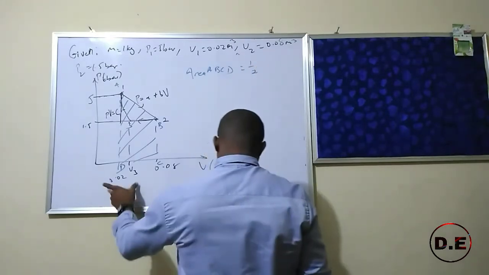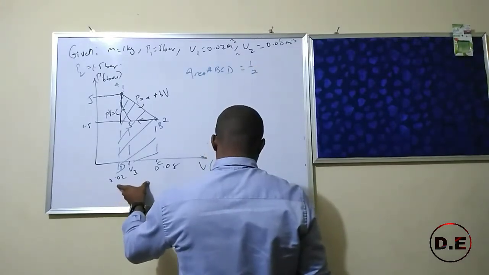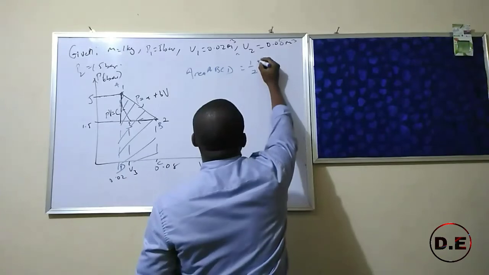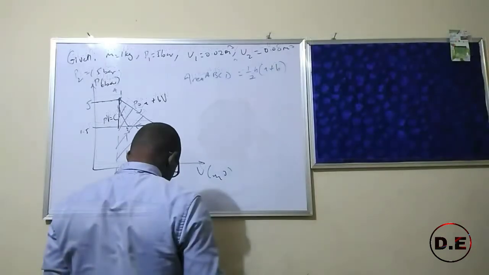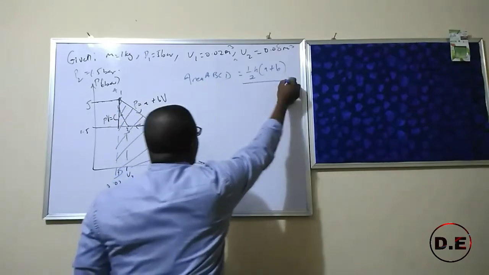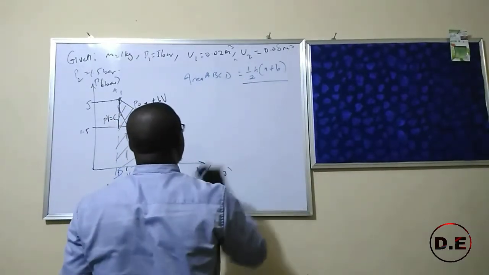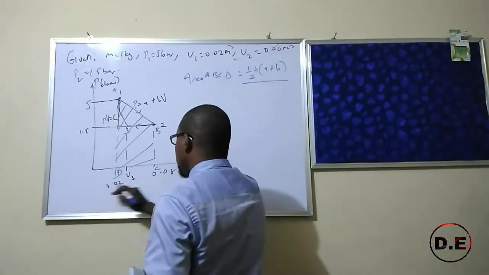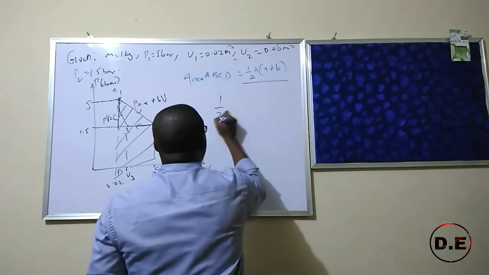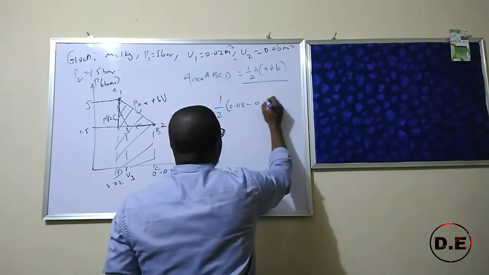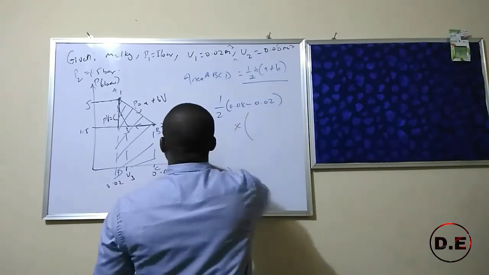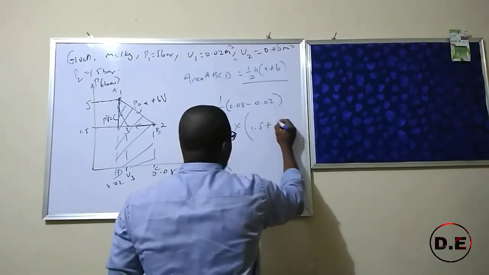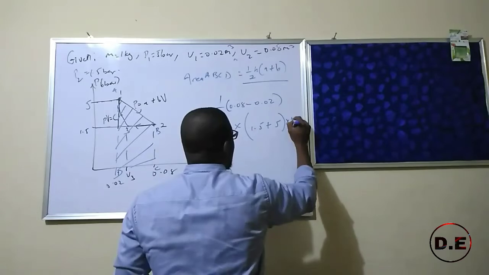1/2 times this width and the sum of the two parallel lines. So I can have 1/2 h (A plus B). So we know that this is the formula for calculating the area of a trapezium. In this case, we have our h to be DC, which is 0.08 minus 0.02. So I will have 1/2 into (0.08 minus 0.02) times the sum of the two parallel sides. So I'll have 1.5 plus 5 times 10 to the power 5.